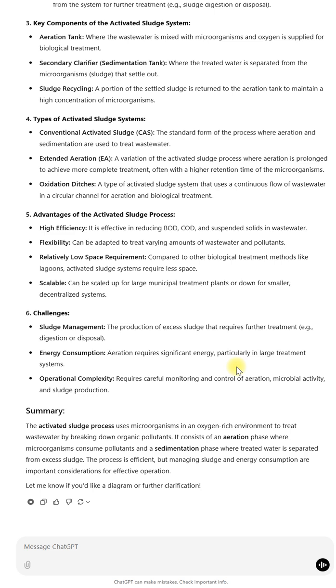Summary. The activated sludge process uses microorganisms in an oxygen-rich environment to treat wastewater by breaking down organic pollutants. It consists of an aeration phase, where microorganisms consume pollutants, and a sedimentation phase, where treated water is separated from excess sludge. The process is efficient, but managing sludge and energy consumption are important considerations for effective operation.